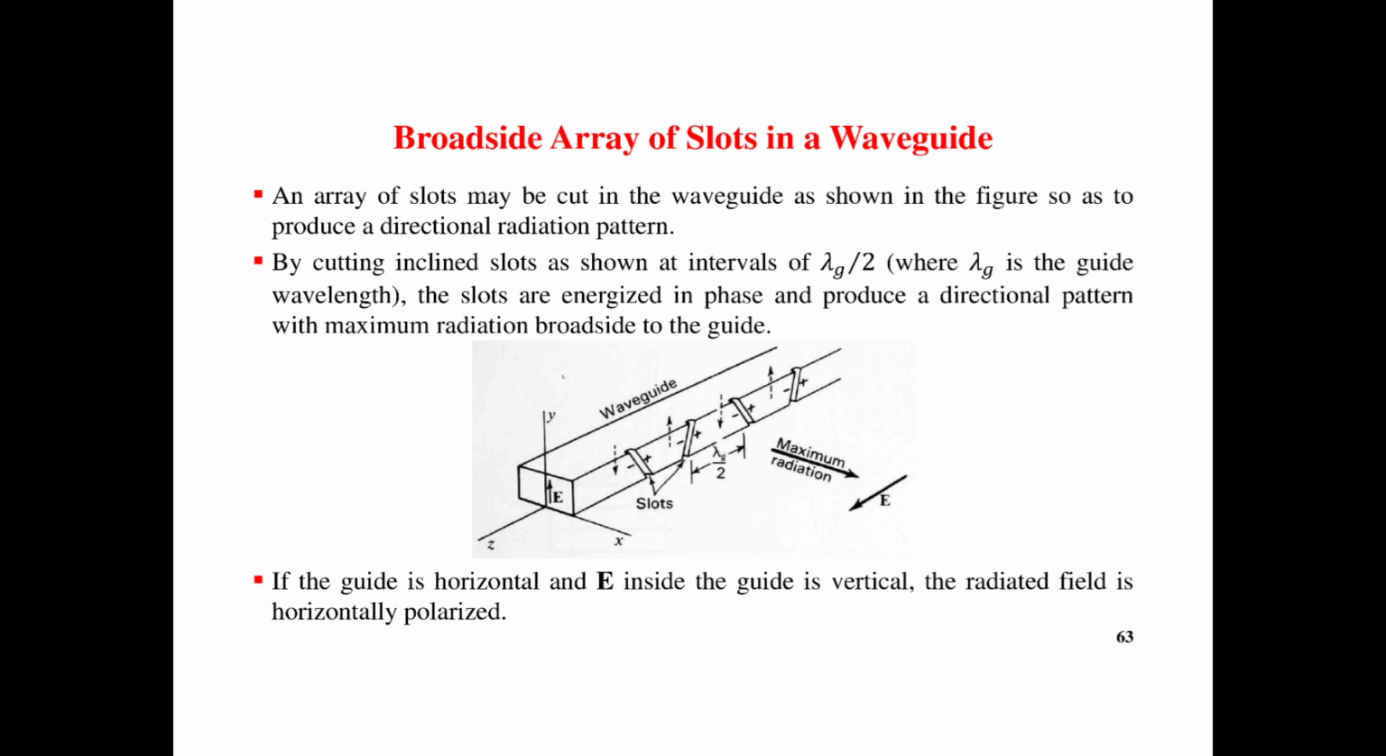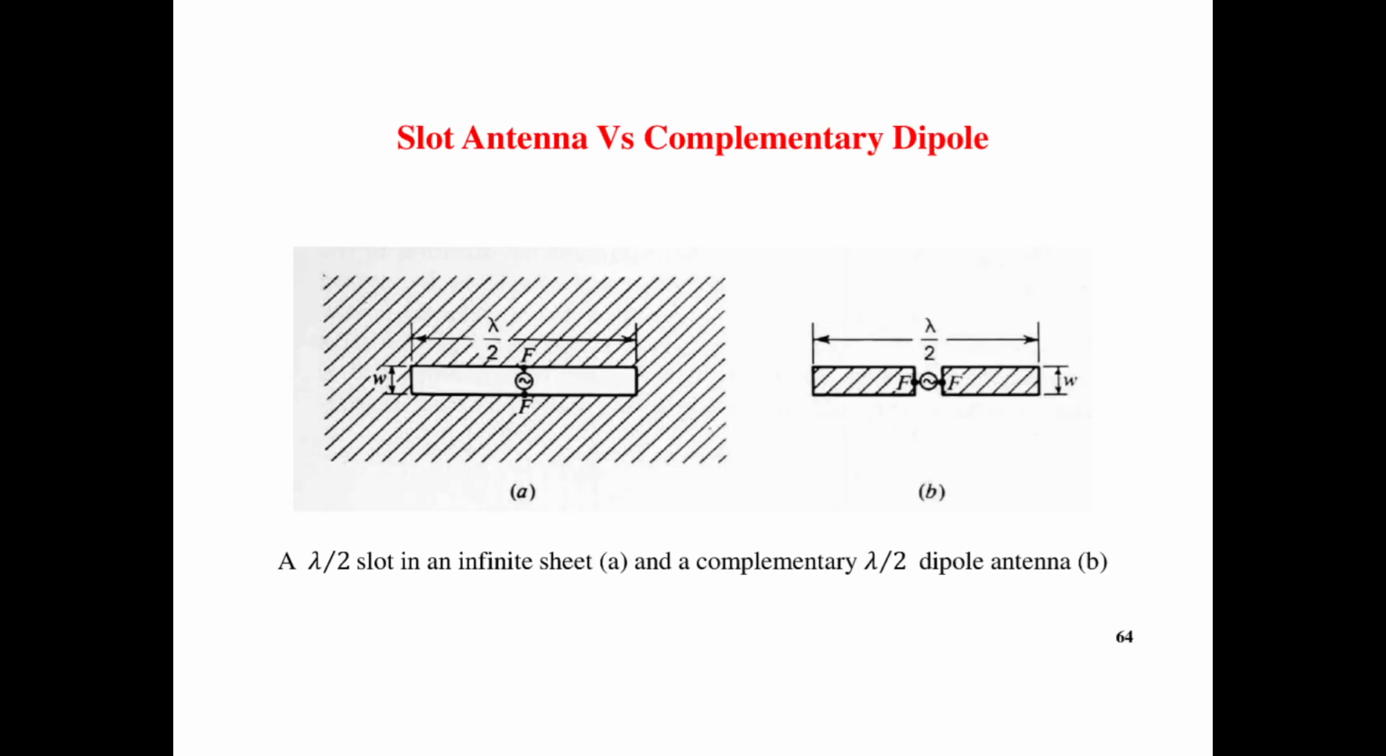Broadside array of slots in a waveguide. An array of slots may be cut into a waveguide as shown in the figure, producing a directional radiation pattern. By cutting inclined slots at intervals of lambda g by 2, the slots are energized in phase and produce a directional pattern with maximum radiation broadside to the guide. If the guide is horizontal and E in the guide is vertical, the radiated field is horizontally polarized.